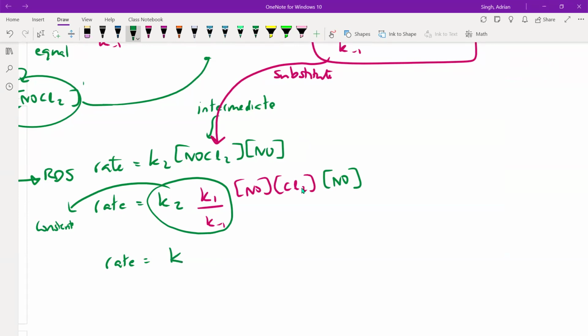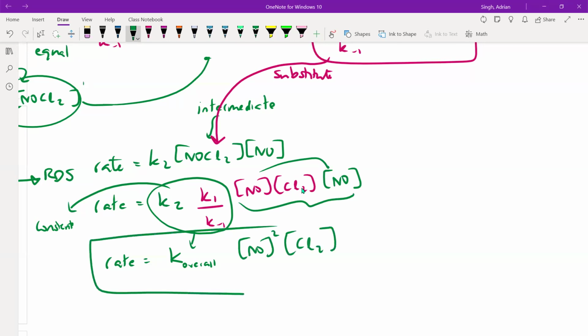So we'll say K overall for that, right? When we multiply a constant by a constant, we divide it by another constant. That gives us just a whole brand new constant, okay? And then if you simplify this side of it, NO times NO gives me NO squared. And then I have my Cl2 left over.